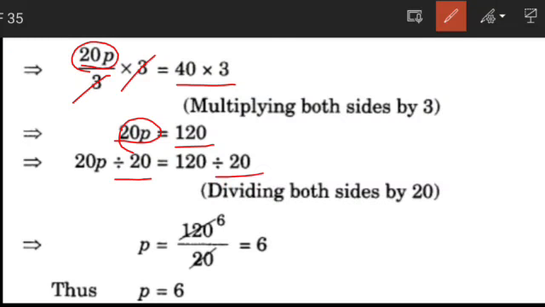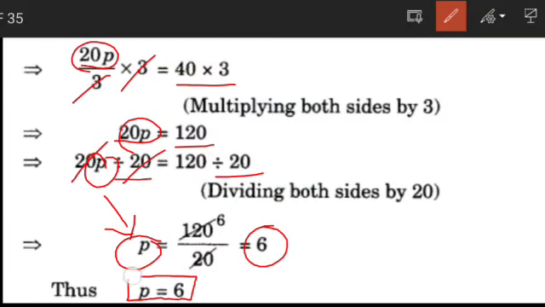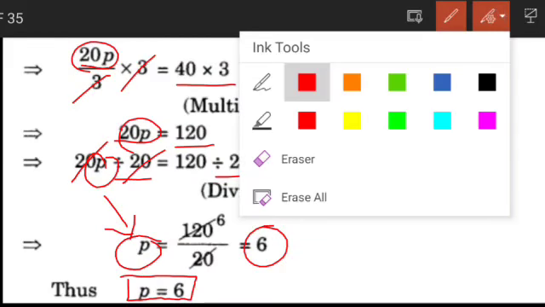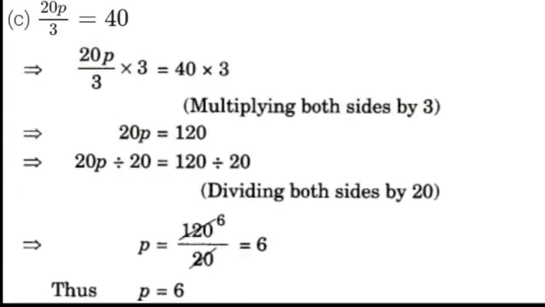So dividing 20 on both the sides, what do you get? You get 120 divided by 20. This 20 and this 20 get cancelled, so remaining is only p. As you can see here, only p is remaining. We will copy it down here. And 120 divided by 20 will give you 6. So what is the value of p? You got it here. You got the value of p as 6.